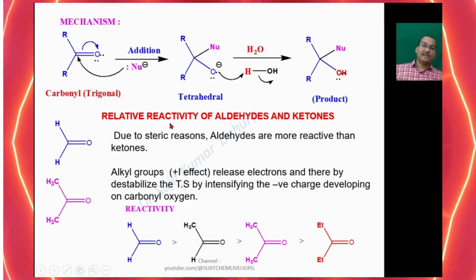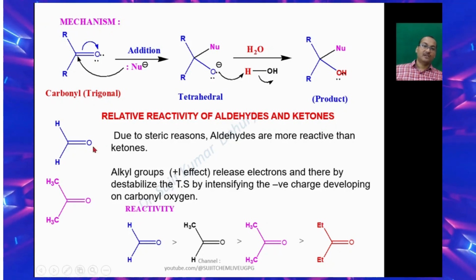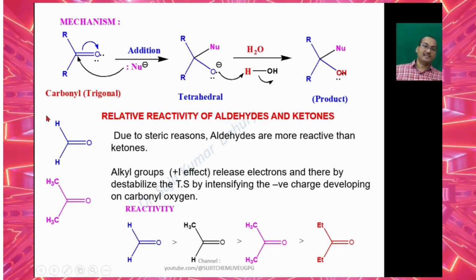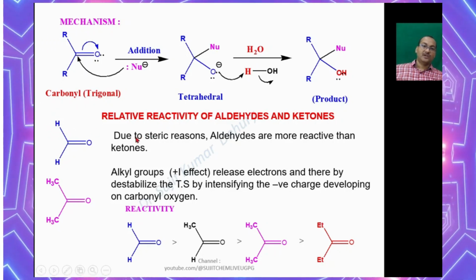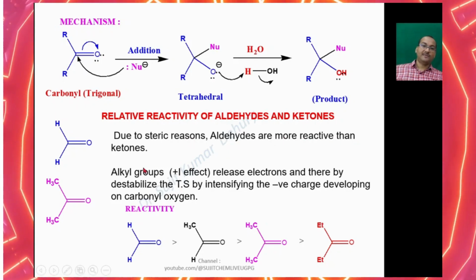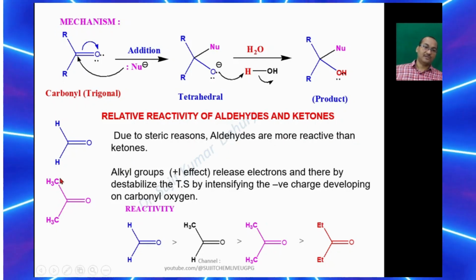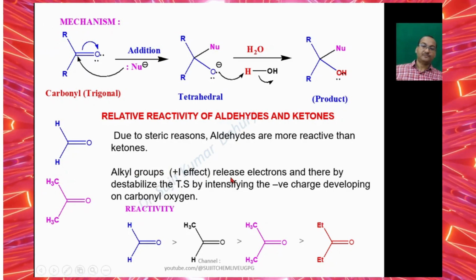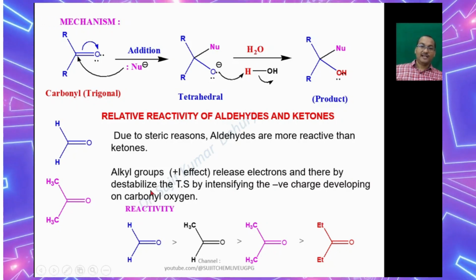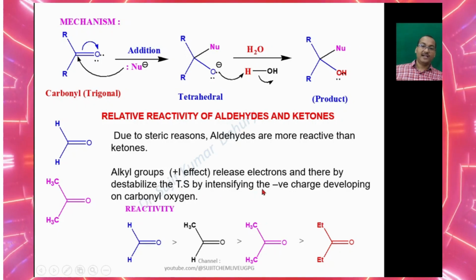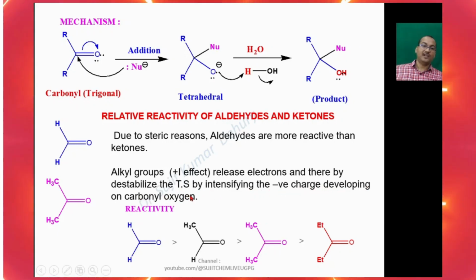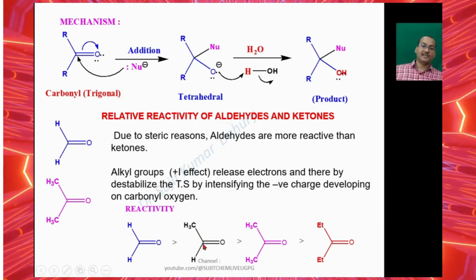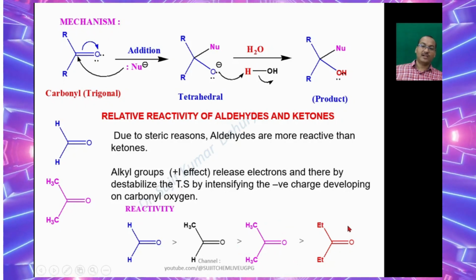If you look at the relative reactivity of aldehydes and ketones, in the structure of this aldehyde, HCHO, hydrogen is less sterically hindered. So due to steric reasons, aldehydes are more reactive than ketones. If you look at the ketones, you have alkyl groups, bulky groups. Alkyl groups have a plus I effect, release electrons and thereby destabilize the transition state by intensifying the negative charge developing on the carbonyl oxygen. That's why the relative reactivity order will be HCHO greater than acetaldehyde, greater than acetone, greater than diethyl ketone.